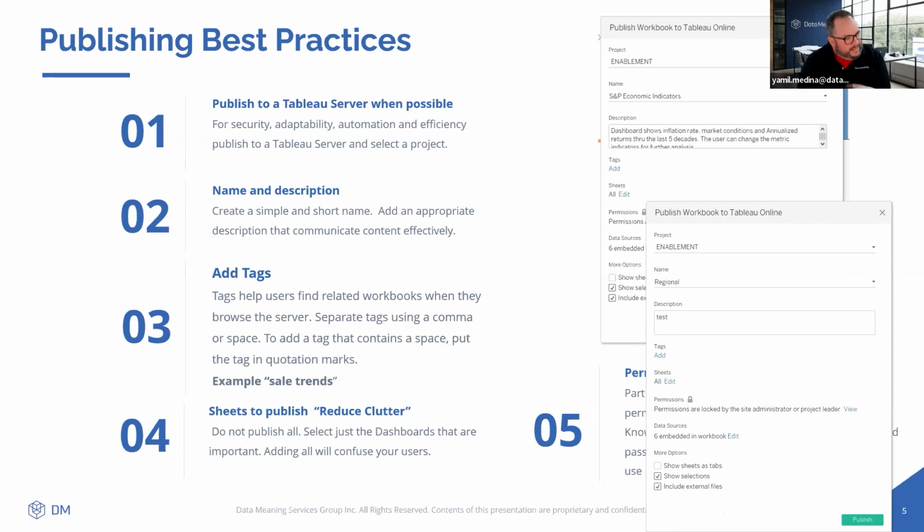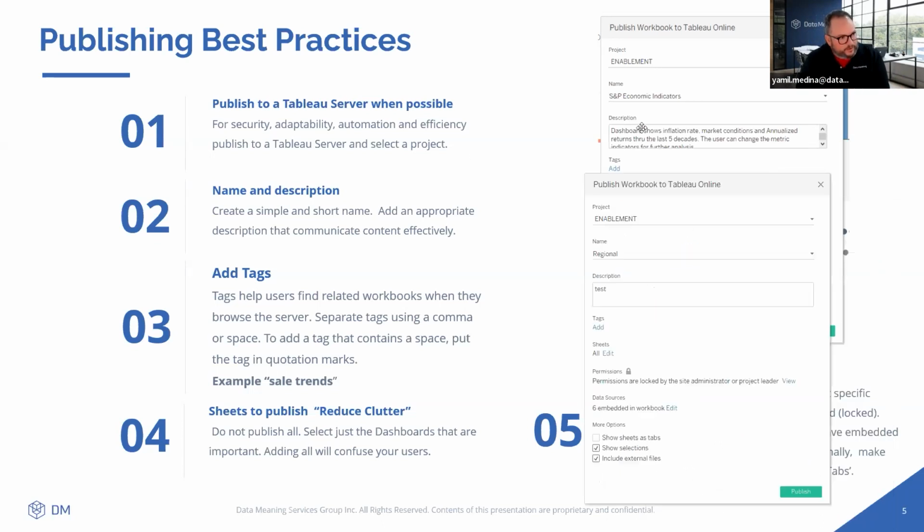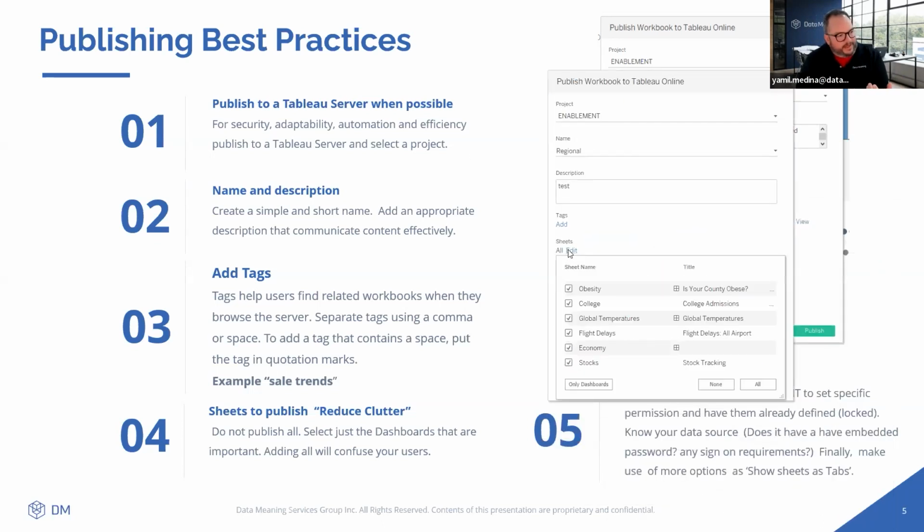Now, the sheets is something very interesting. What we found is many clients, when they go here to sheets, it will be All by default. But honestly, what you want is to take away, for example, I'm going to take away college here, because that's not a dashboard, right? It doesn't have this square and flight delays, etc. Because when your users are using this dashboard, they're going to see all of those tabs across the screen. You don't want them to do that.